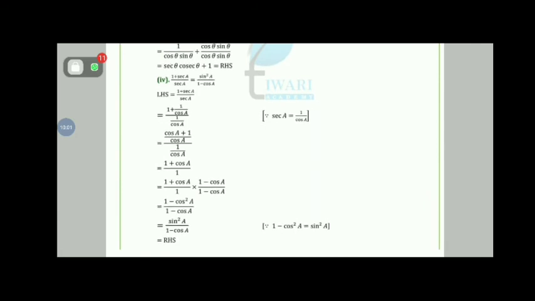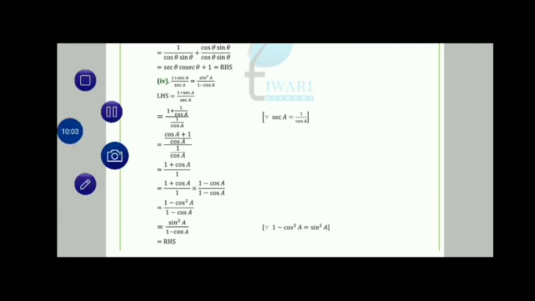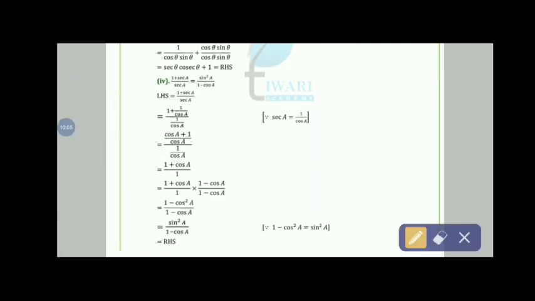So we have sec theta cos theta is equal to 1, which is equal to RHS. Now if we move towards the fourth part, it is given to us that (1 plus sec theta) over sec theta is equal to sin square a over (1 minus cos a). So taking LHS, (1 plus sec a) over sec a.